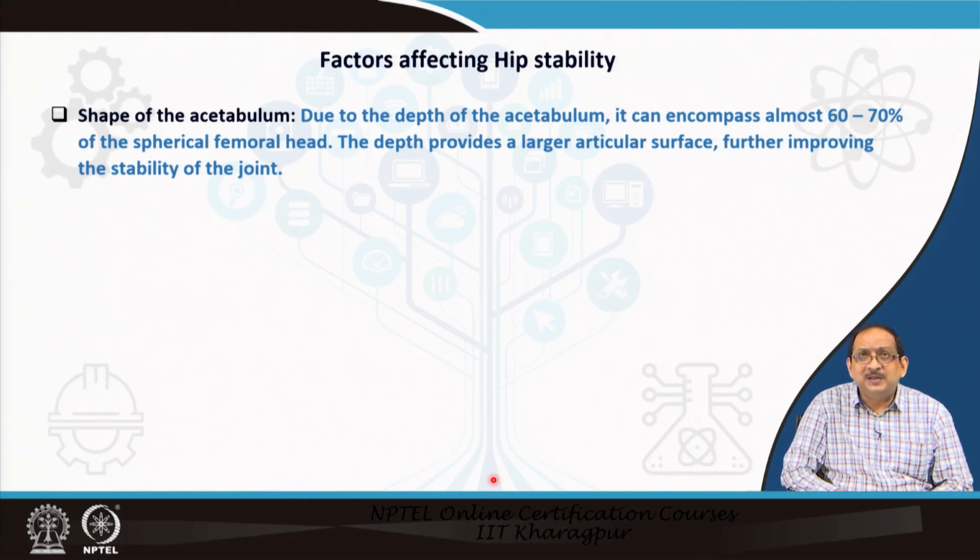Now, let us summarize the factors that affect hip stability. The most important factor affecting hip stability is the shape of the acetabulum. Due to the depth of the acetabulum, it can encompass almost 60 to 70% of the spherical femoral head. So, the depth provides a larger articular surface, further improving the stability of the joint.